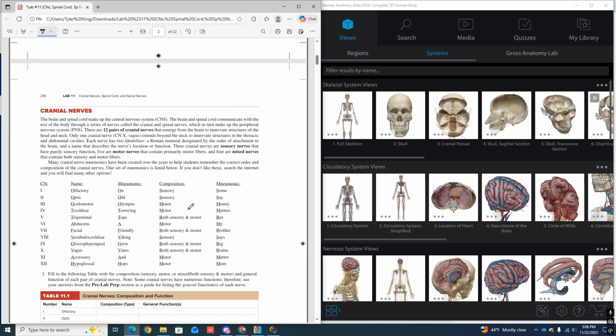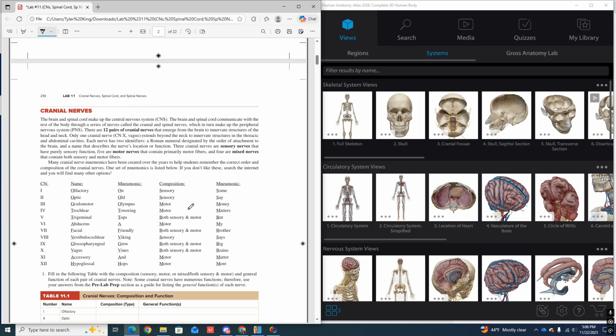So cranial nerves, as we know, they are made up inside of the central nervous system, okay? The brain and the spinal cord communicate with the rest of the body through a series of nerves called the cranial and the spinal nerves, which make up the peripheral nervous system. So cranial nerves, they come off of the CNS, but they are a part of the PNS. They are peripheral nervous system bound.